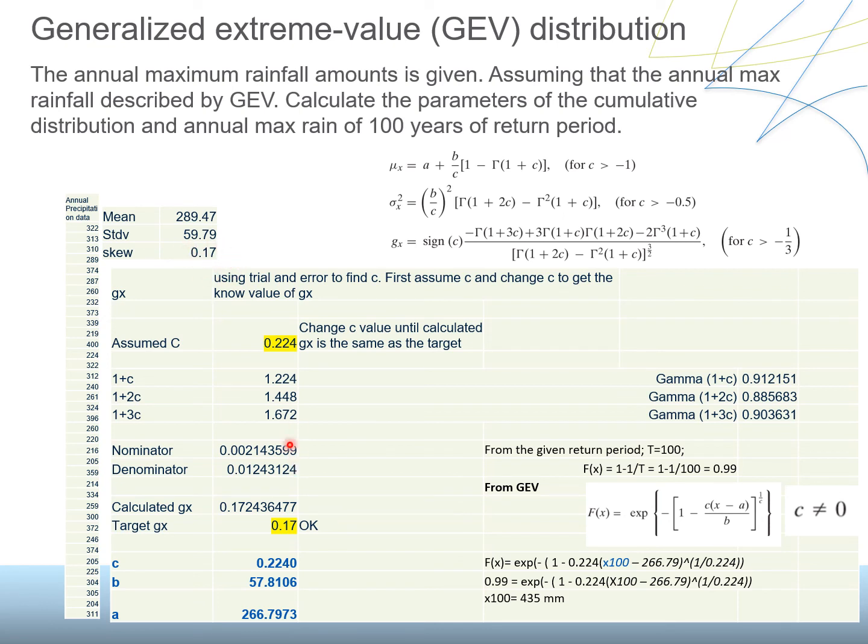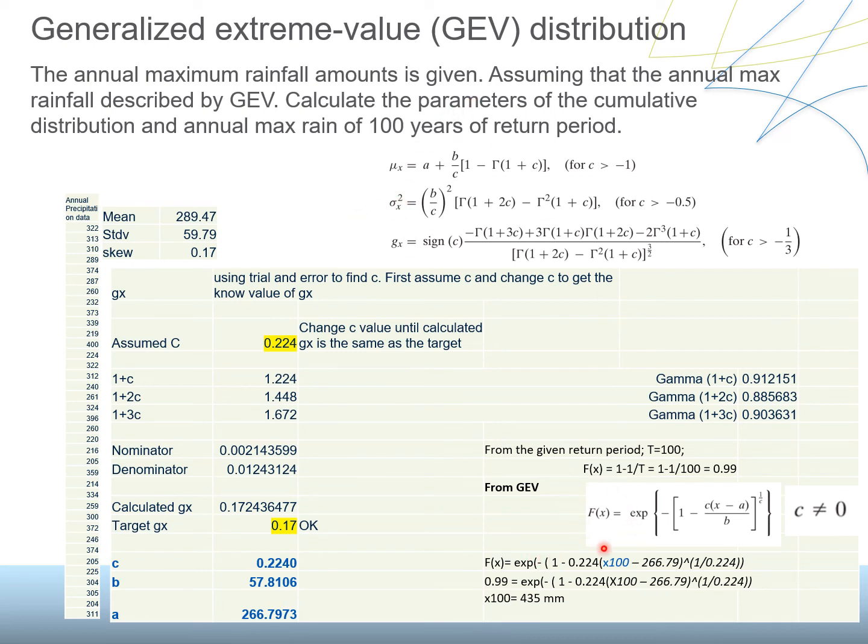skewness value. If they don't match, you just change the value of c, or you can use an Excel function to optimize that value. This way I calculate the value of c, and once I calculate c, calculating b and a is not that difficult, because you can explicitly calculate those values. So I calculate the b value, and the a value. So these are the three parameters: c, b, and a of this distribution.